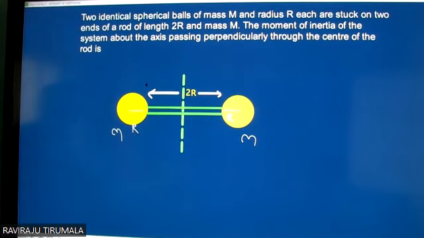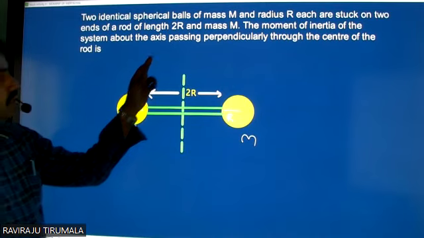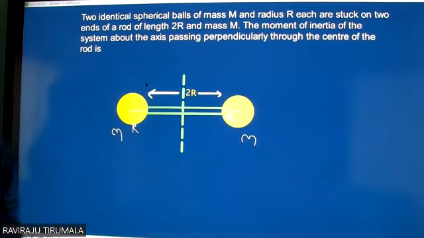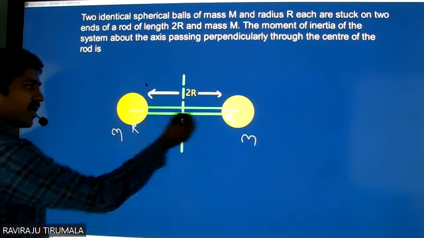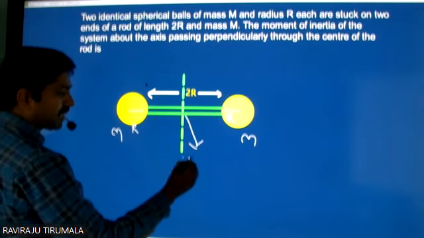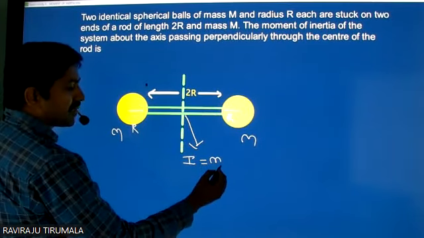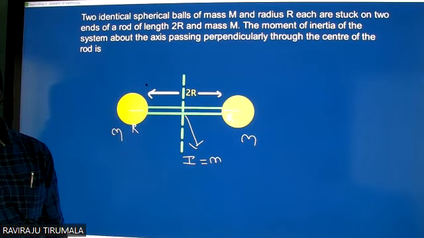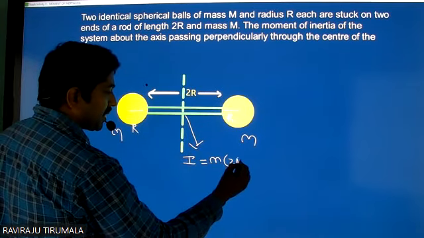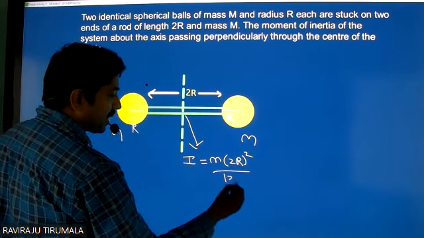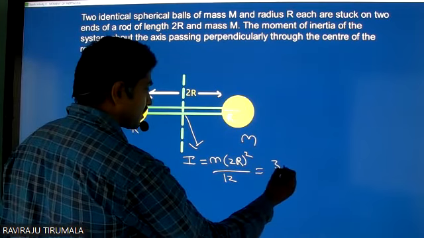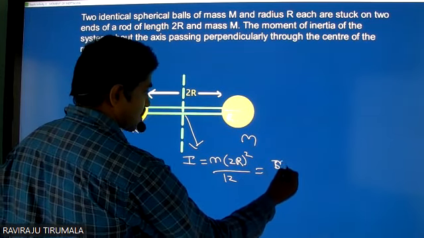Moment of inertia of system about the axis passing perpendicularly through the center of the rod. That means this is given in the question only. See, for rod, what is the moment of inertia formula about an axis passing through center and perpendicular? That is ml square by 12. ml square by 12 means 2r only, na? So m into 2r whole square by 12. 2r whole square means 4r square, na? So it will be mr square by 3.